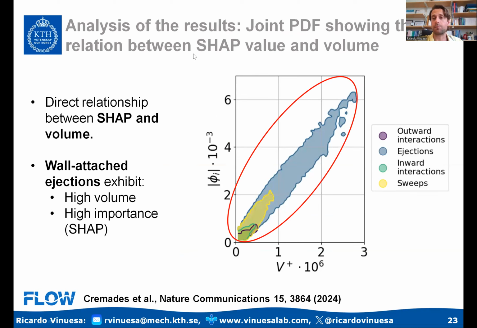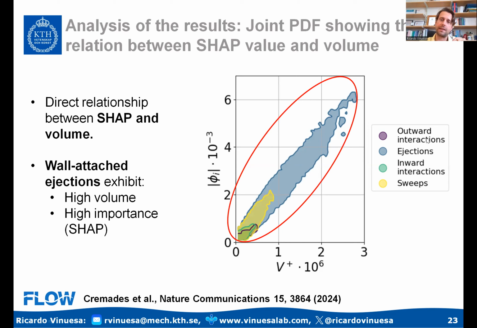In the vertical axis, I'm showing you the SHAP value, so the importance. In the horizontal axis, I'm showing you the volume of the extractors, and this is the joint PDF. So basically the joint probability density function of importance and size. And in principle, what we can see here is a pretty good correlation. So large extractors are more important, which makes sense. And dividing them into the 4 quadrants, the more important ones in turbulence are the blue ones, ejections, and the yellow ones, which are sweeps. Ejections is flow going up, and sweeps is flow going down, essentially.